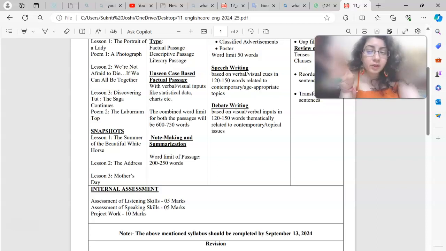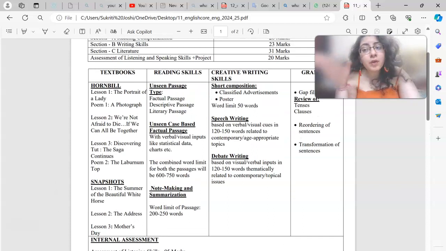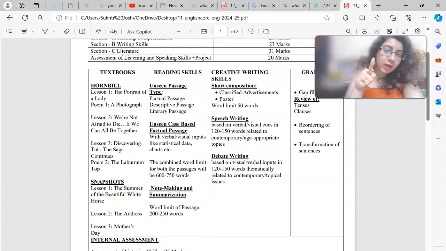Now moving on to the reading section, the reading skills, you would be having unseen passage types. There would be 3 types. The factual passage, the descriptive passage, and the literary passage.